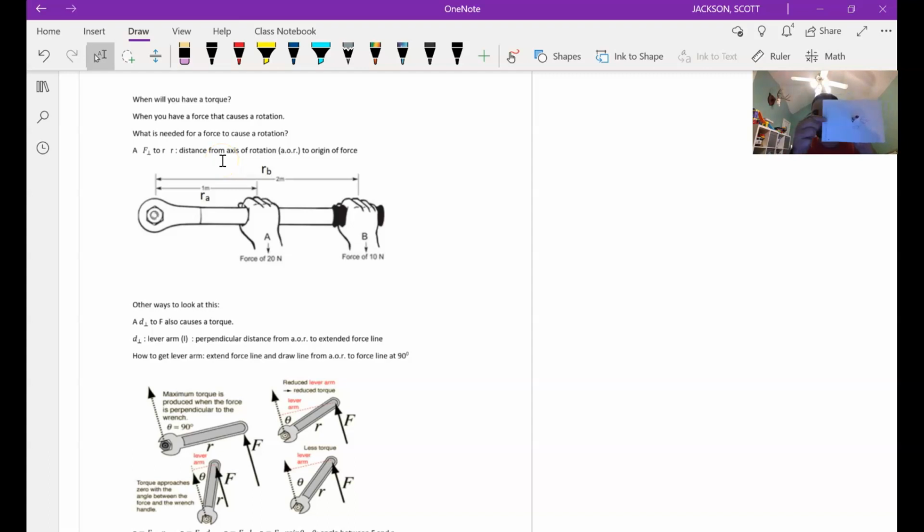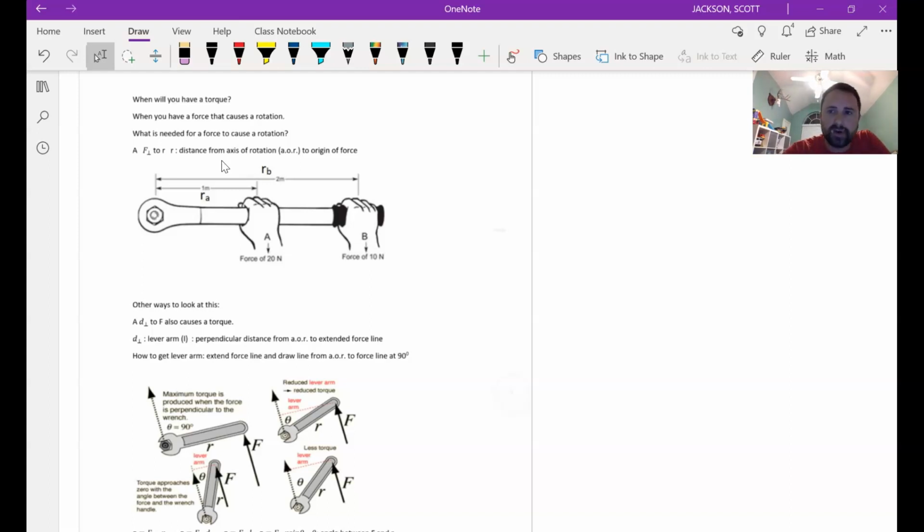So if I pull in this direction, I have a force, but there's no rotation, so there's no torque. If I pull down, hey, there we go. Now if I push here, nothing. What if I push down? What if I push up? Right, come on, it starts to rotate. So a torque is when you have a force that causes rotation.